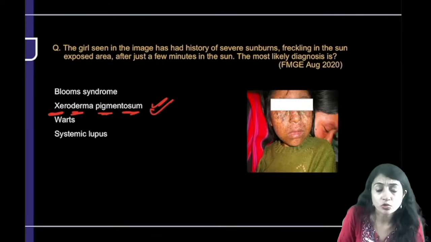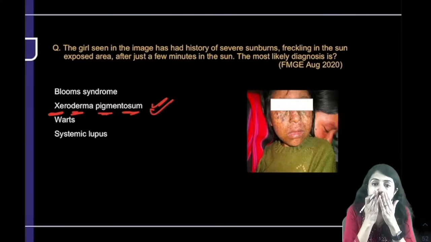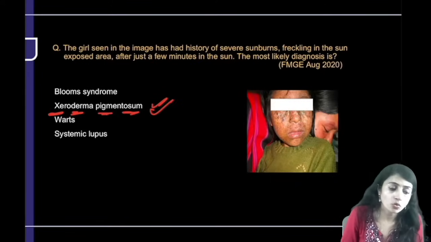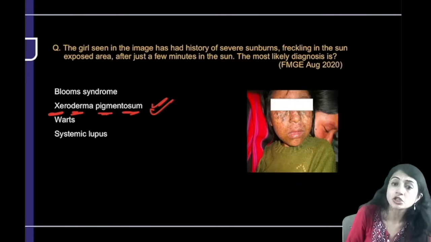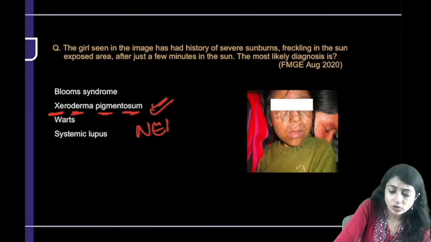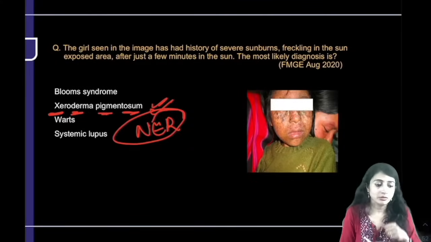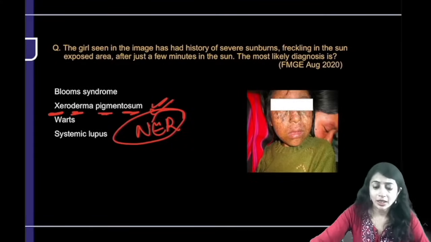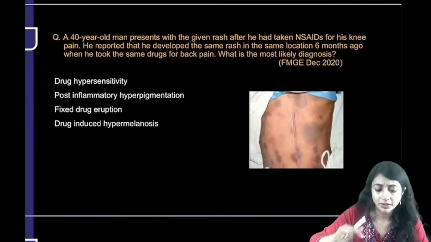Bloom syndrome is also a type of DNA repair defect, but here I see erythema and telangiectasias. It is definitely not Watts or LE. Yes, there is nucleotide excision repair. The specific defect is in nucleotide excision repair. So answer here would be xeroderma pigmentosa, and it is a DNA repair defect.